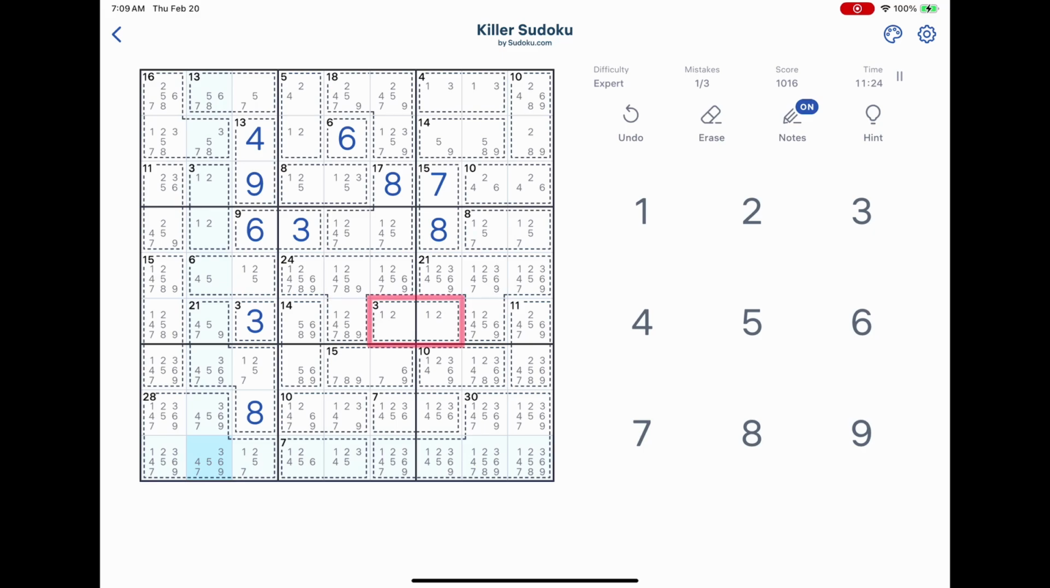Finally, the 1-2 double that spans blocks 5 and 6. Eliminate the 1s and 2s in row 6.